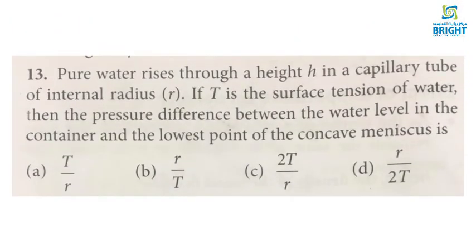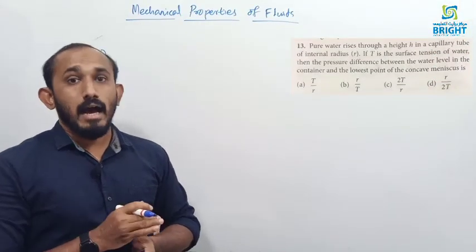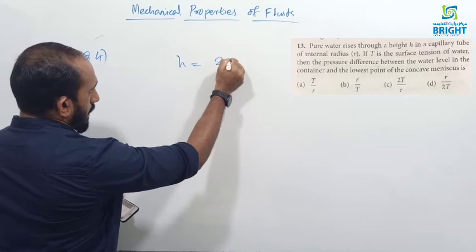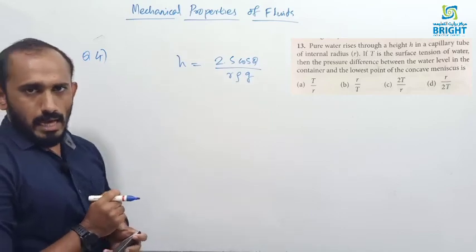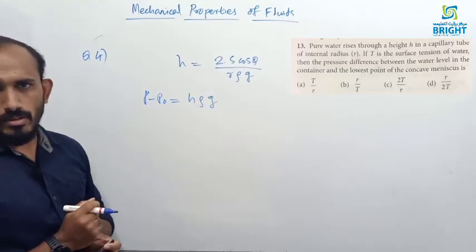We can check another question. The question is like this. Pure water rises through a height h in a capillary tube of internal radius r. If T is the surface tension of water, then the pressure difference between the water level in the container and the lowest point of the concave meniscus is. So this question is regarding capillary rise and surface tension. You know the capillary rise h is equal to 2S cos theta by r rho g, and the pressure difference P minus P0 is equal to h rho g. These two equations we have.